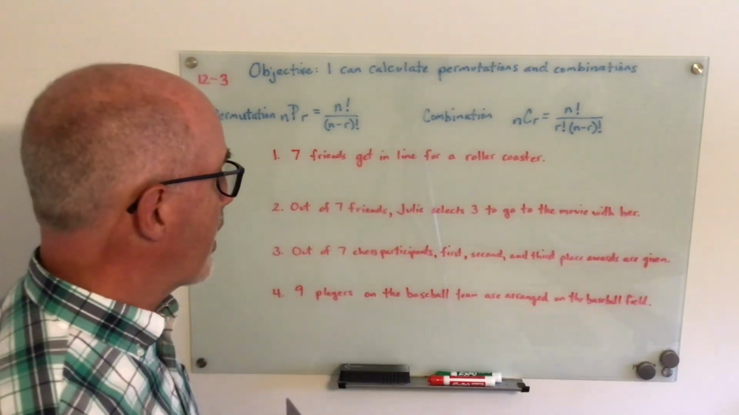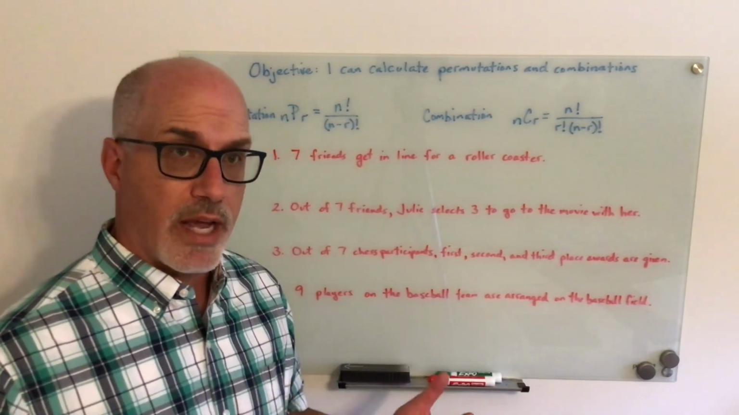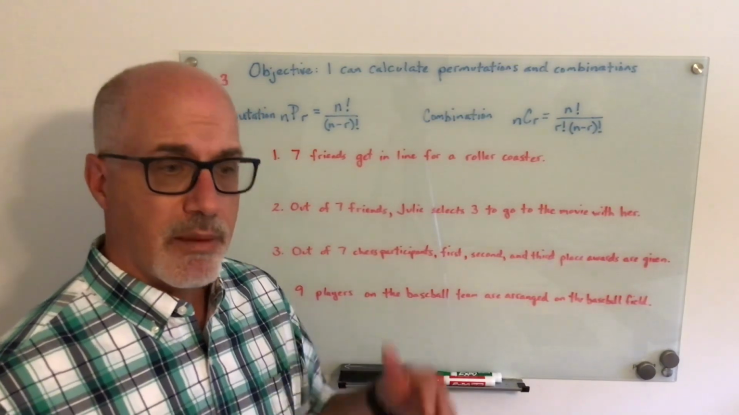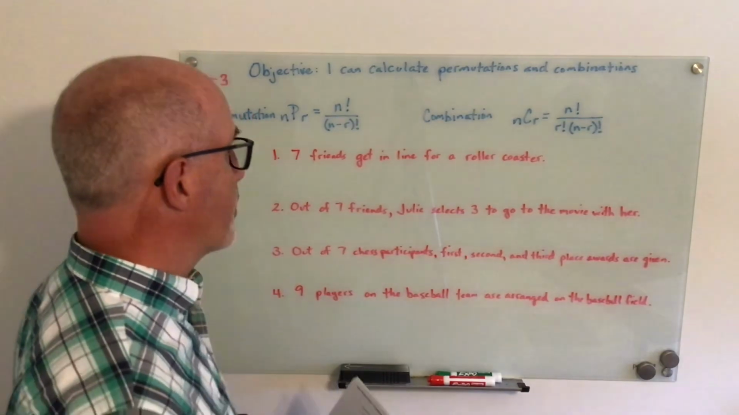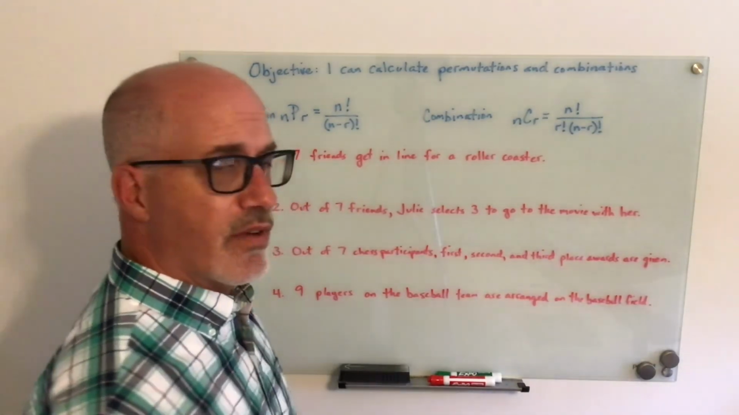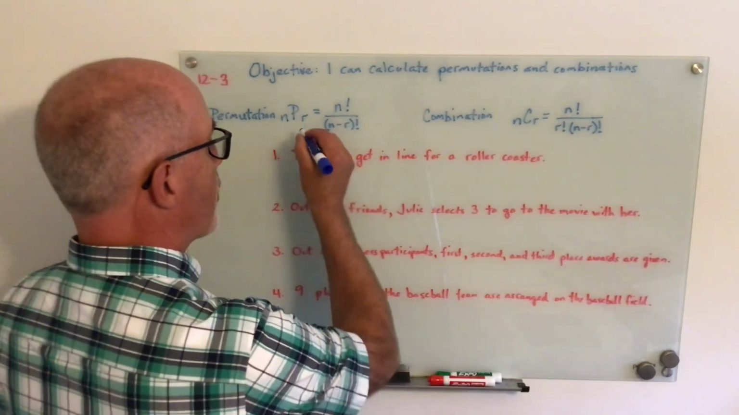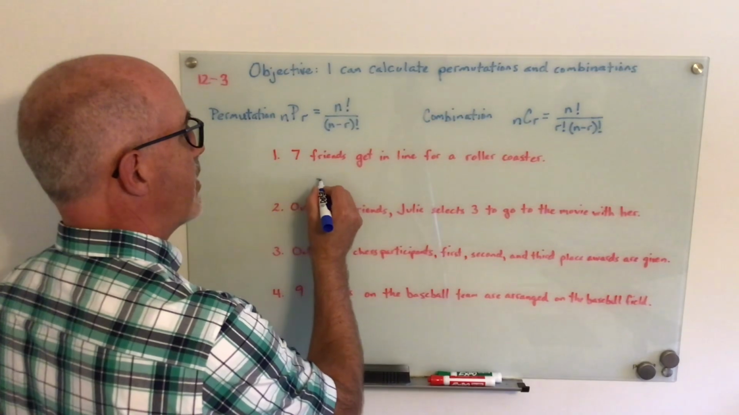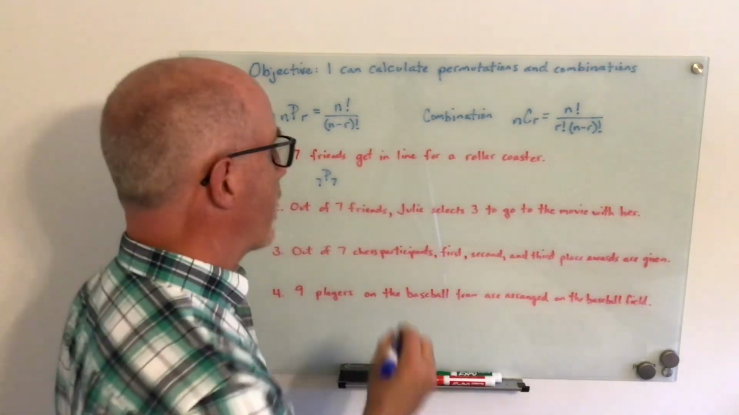Okay, let's go ahead now. In this case, when you're getting in line for a ride, usually order matters. You can't all go in at one time. You have to get in line to see who goes in first and who doesn't. So in this case, all 7 friends are going to go in. Because order matters, it's going to be a permutation. So it's going to be 7P7, because all 7 of them are going on it.